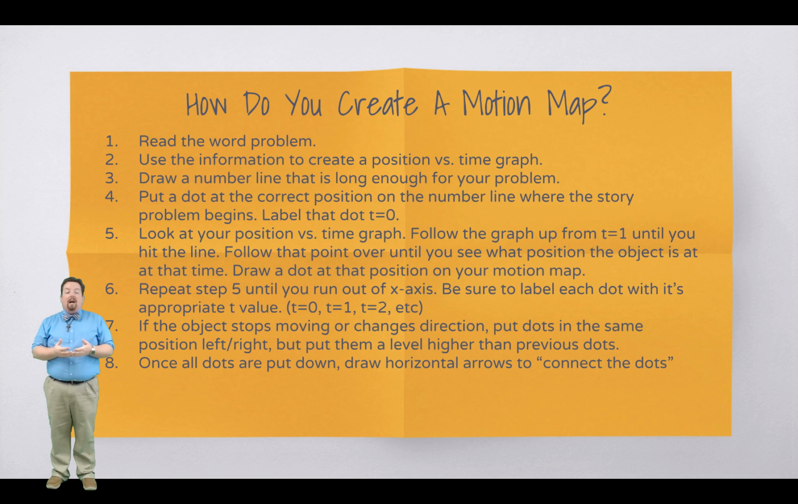Once you have all of your dots on your motion map, then draw arrows that connect the dots. This will help to illustrate the motion. Do not draw any arrows going up or down, only do left and right.